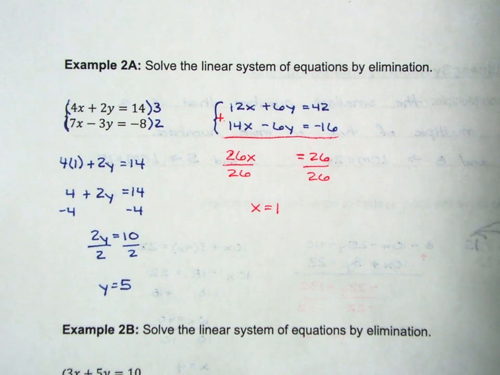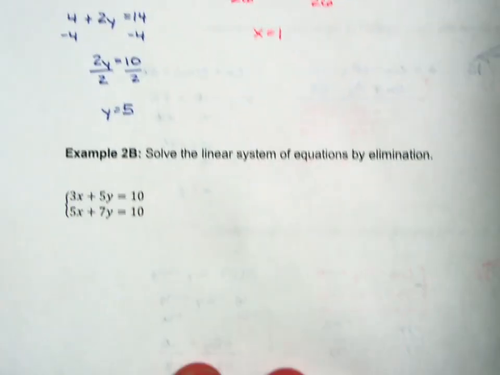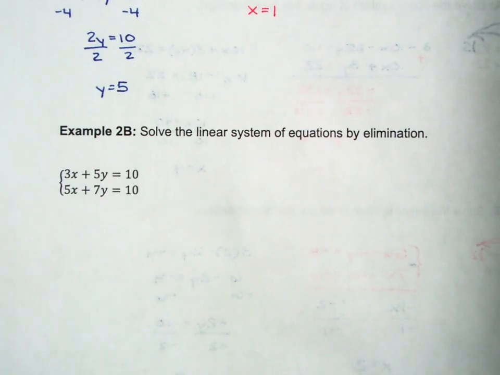All right, so now let's take a look at example B. Again, we'll notice that our x's and y's are not the same, and I'm not going to be able to just change one of my equations. I'm going to need to change them both. So, you pick a variable that you want to be the same, and get them to be the same through multiplication, and then solve from there.